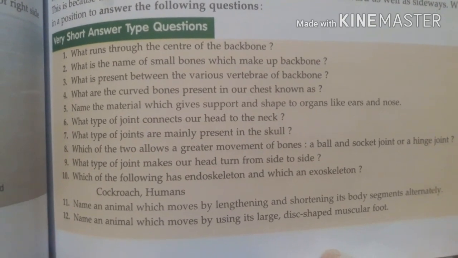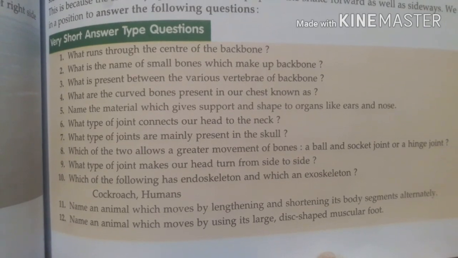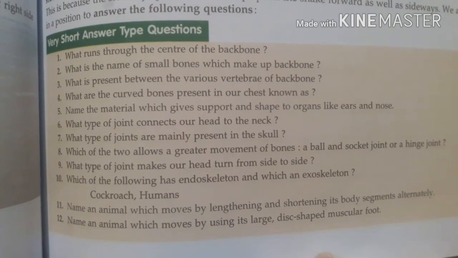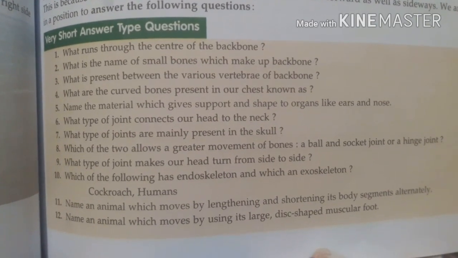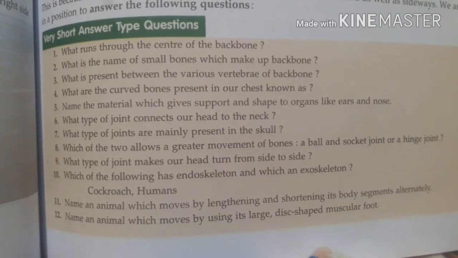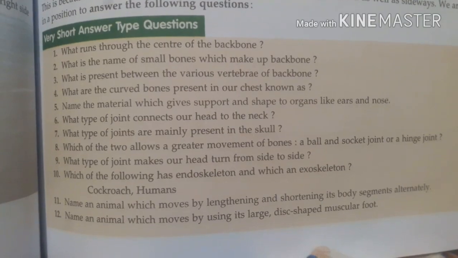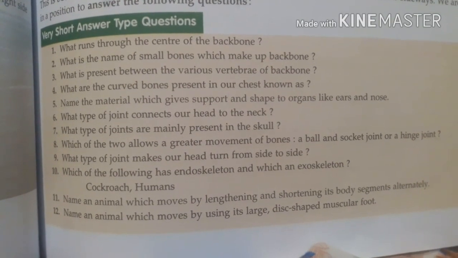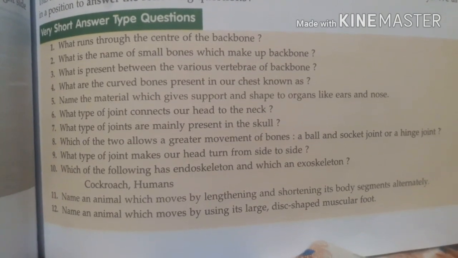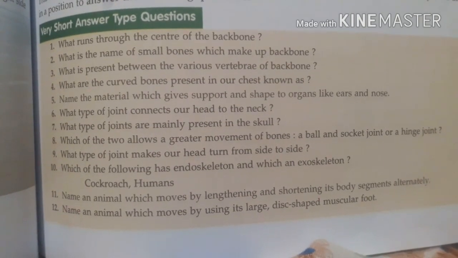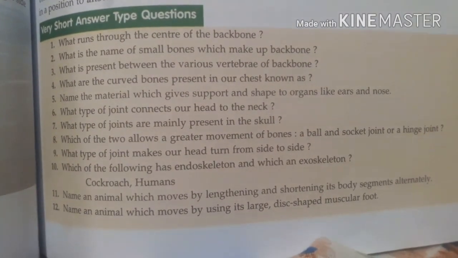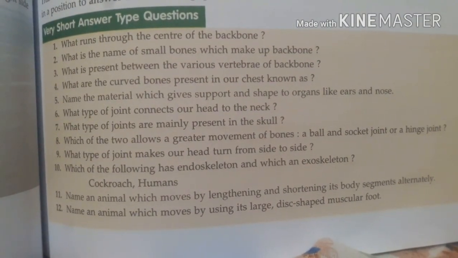Next, fourth question: what are the curved bones present in our chest known as? The chest is made up of rib bones, so they are rib bones. Name the material which gives support and shape to organs like the ears and nose. That is cartilage, right? Next, what type of joint connects our head to the neck? That is the pivot joint.